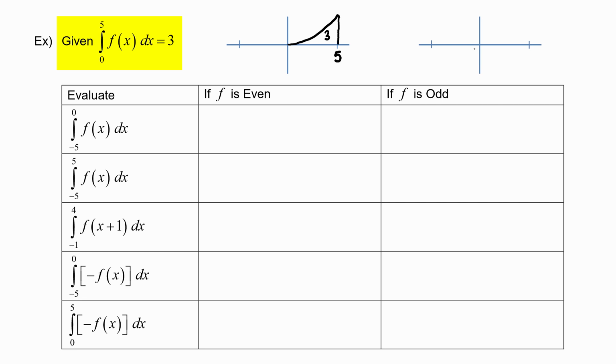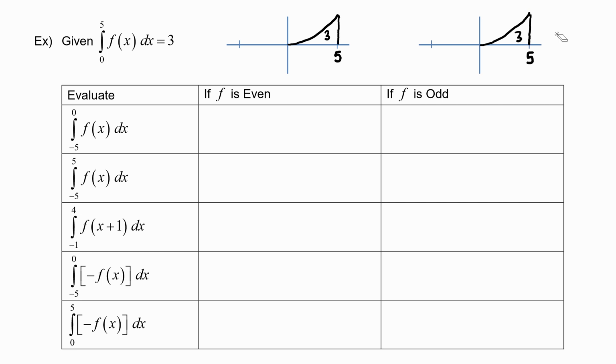And that's going to be the same whether f is even or f is odd. So we can draw the same picture over here and say from 0 to 5 the area is 3 using this integral that was given to us. Now what we want to do is draw these pictures based on whether f is even, draw this one, or f is odd, draw this one.